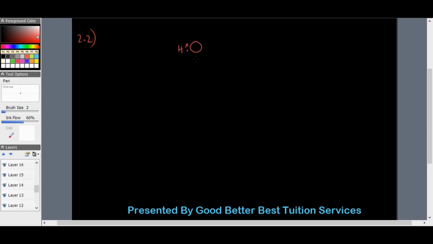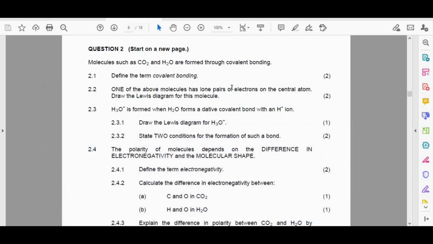There we go. And then I'm making my hydrogen my dots, so then oxygen, well, I'll make oxygen my dots. It doesn't really matter. And there's the Lewis structure for H2O. That was pretty basic. Okay, 2.2, 2 marks each. Okay, 2.3 I think was the next question.